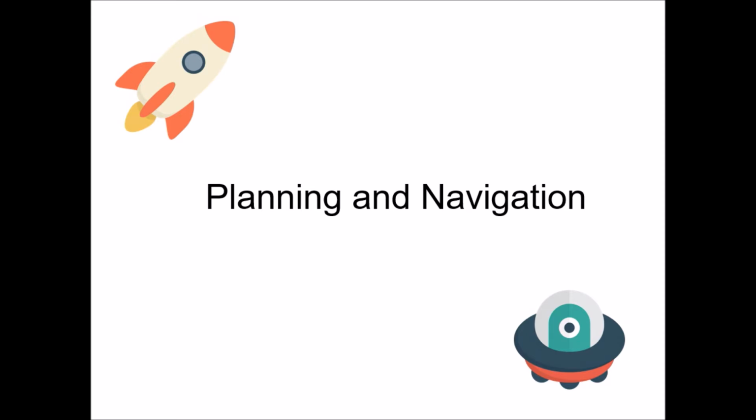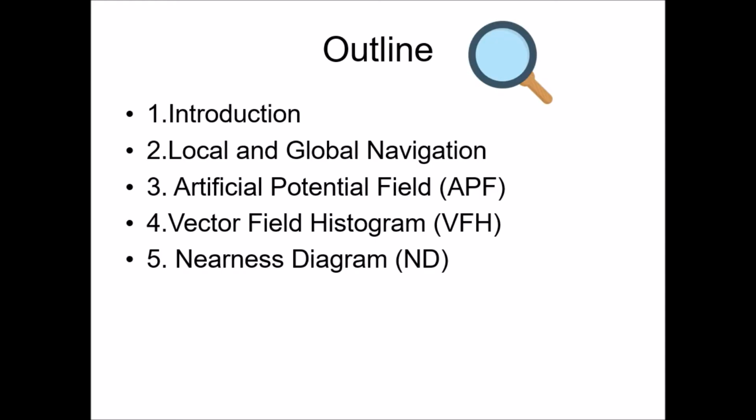So today I will cover the chapter under the mobile robotics coursework, which is planning and navigation. This is an outline of my lecture, which consists of 5 main topics: introduction to local and global navigation, the definition, and then I will cover 3 main algorithms for the local path planners, which are artificial potential field, vector field histogram, and Nearness diagram.